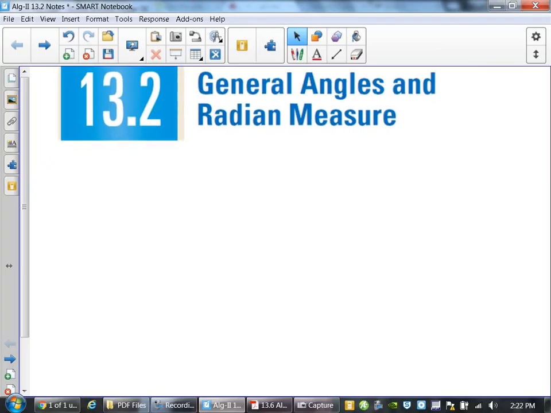General angles and radian measure. Today I'm thinking we probably won't get into too much in terms of what are called radians. As rad as they are, we'll probably work primarily with degrees still.